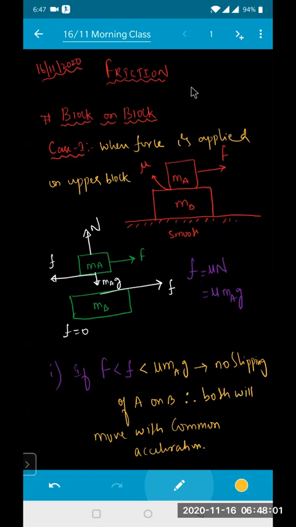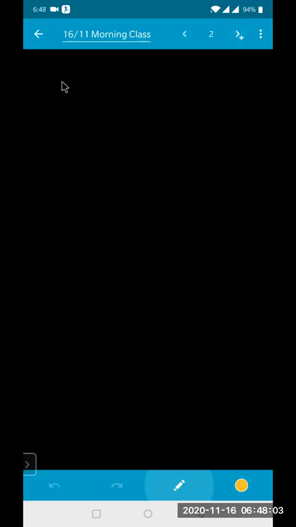Isn't it? So what is that common acceleration? Can you tell me? The common acceleration, I already told you a number of times, is your net pulling force divided by total mass, Newton's second law. F is equal to M into A, so A is equal to F by M.